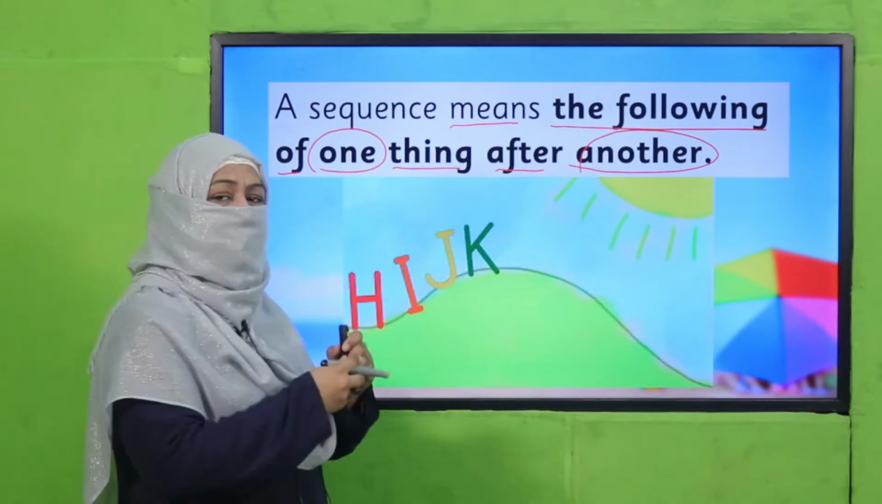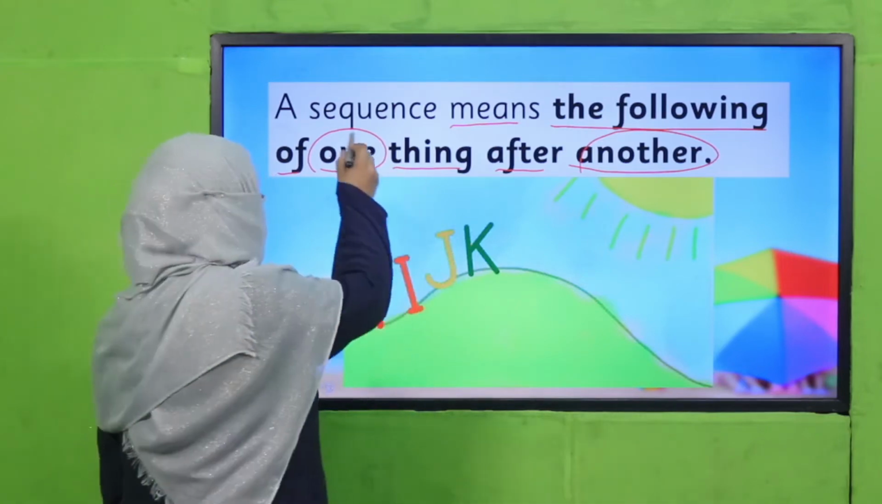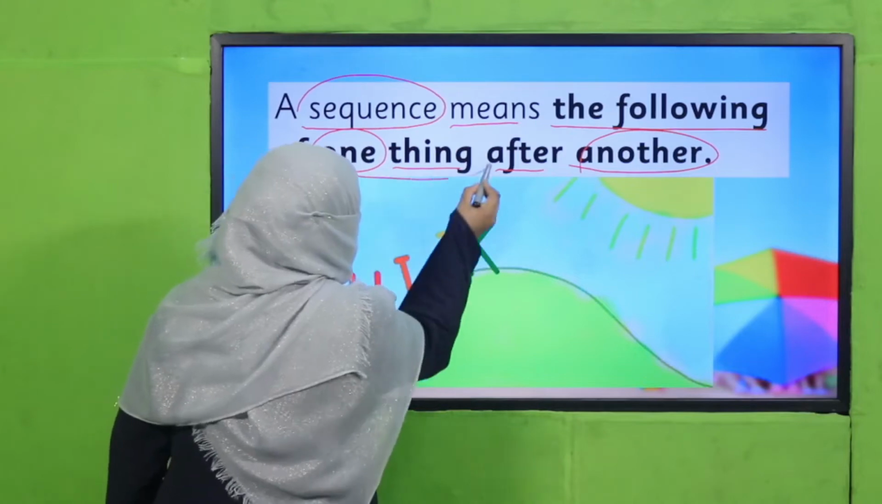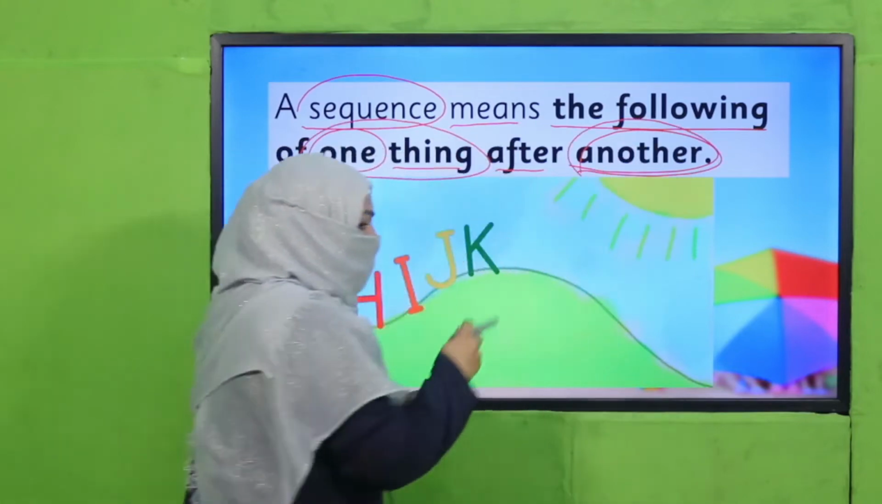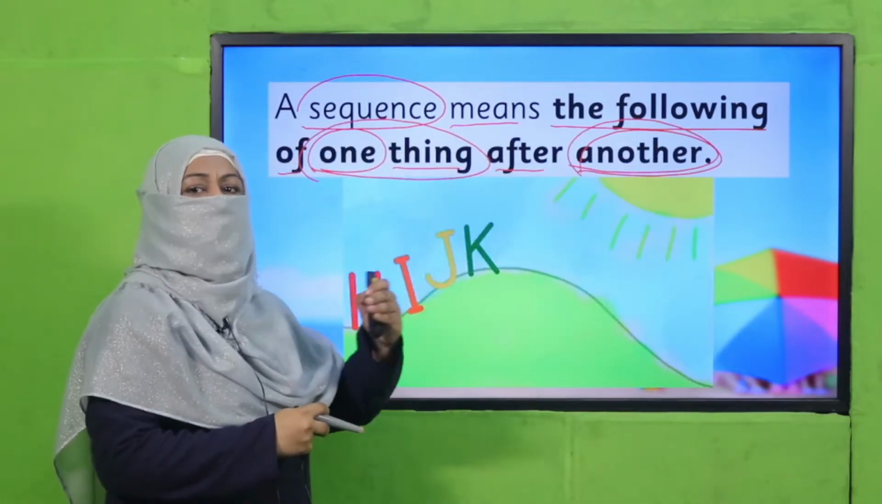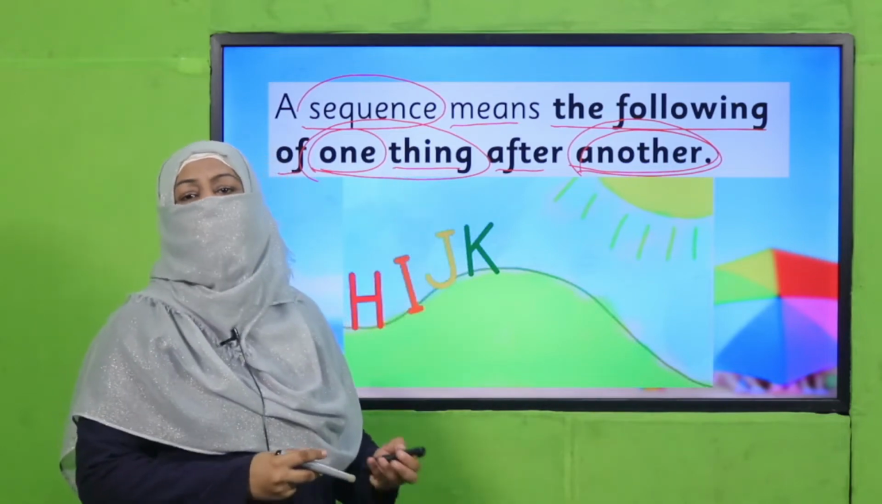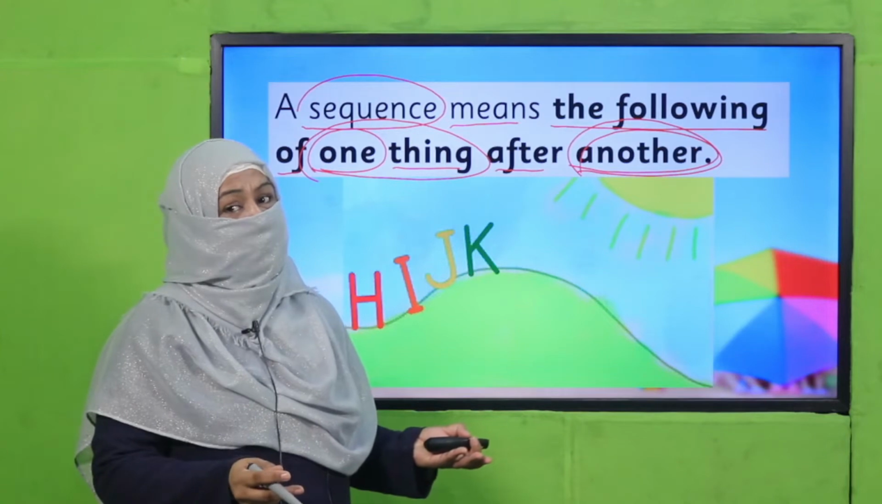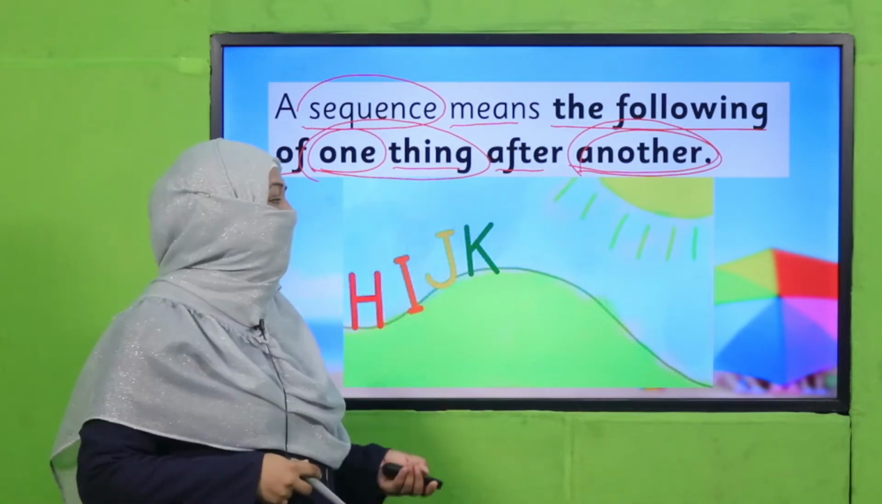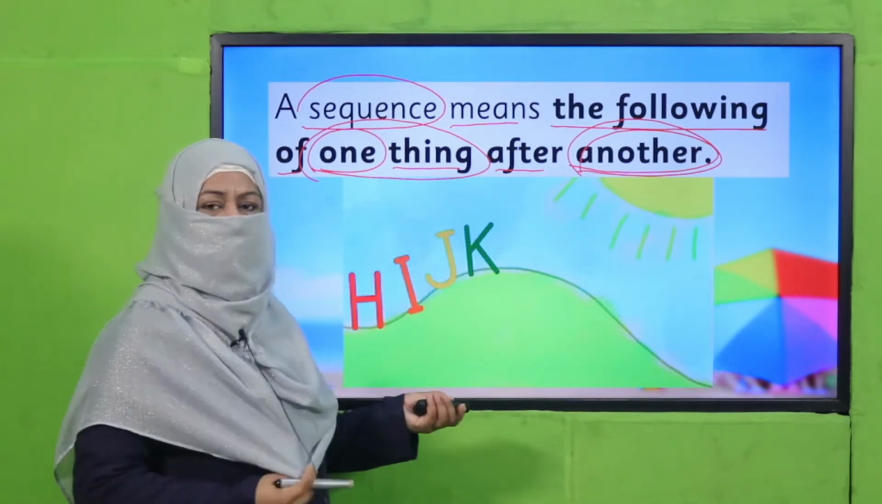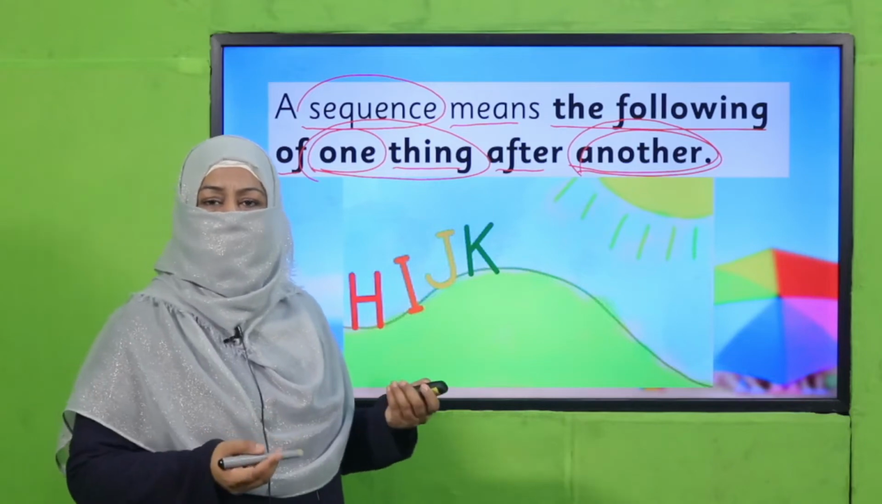This is the definition of sequence. In a sequence, one thing follows the other, one after the other. And if anything drops, the sequence breaks, and then it will not be called a sequence. Do you understand? Okay, I brought many examples, so keep watching and keep understanding what sequence means.